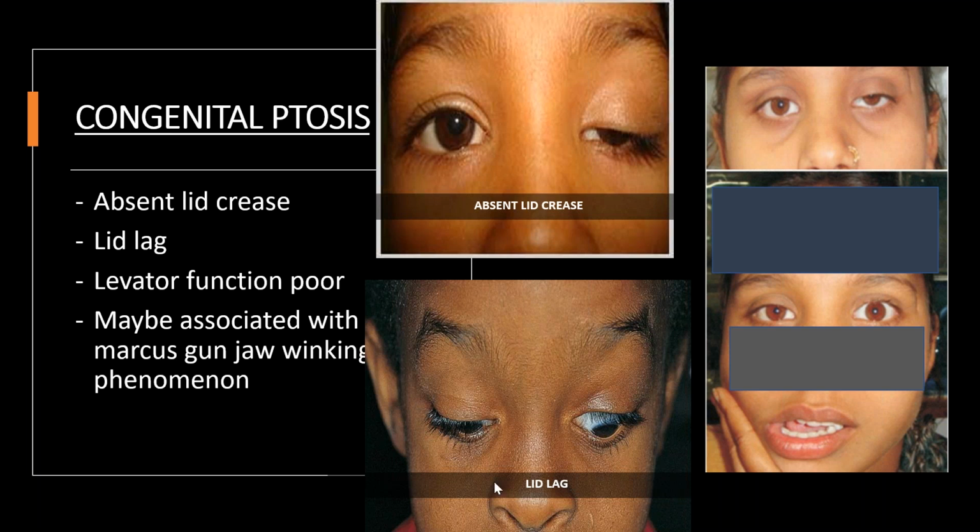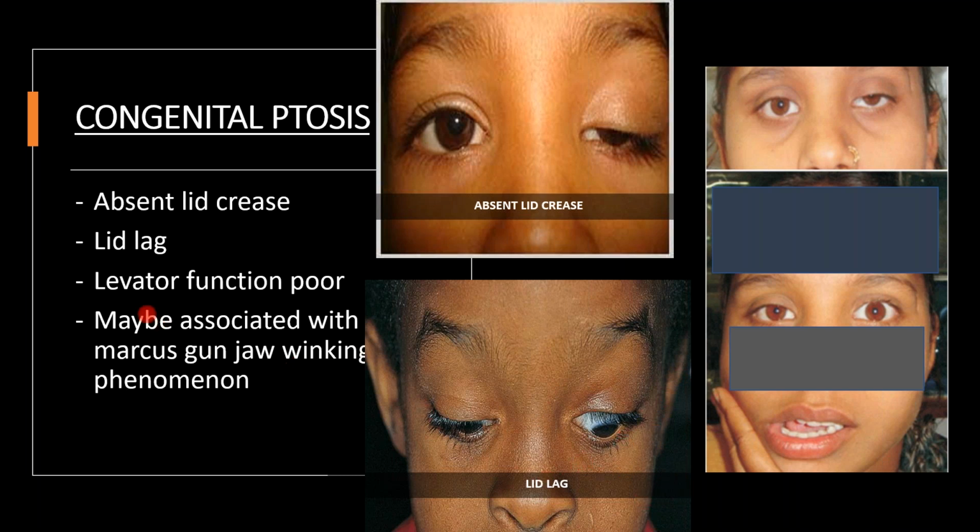Now, what is lid lag? You can test that when you ask the patient to look down. From primary gaze, normally the lid should follow the eyeball. Like in the image below, in this image you can see that from the normal position that would have probably been here, when the patient is looking down, the lid follows the eyeball. But on the other hand, in his left eye, what you can see is that the lid is not following the globe, and it's lagging behind the globe when he's looking down. So this is called lid lag. It's very characteristic of congenital ptosis.